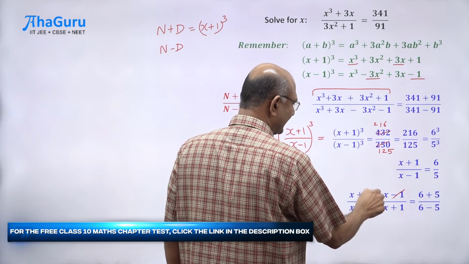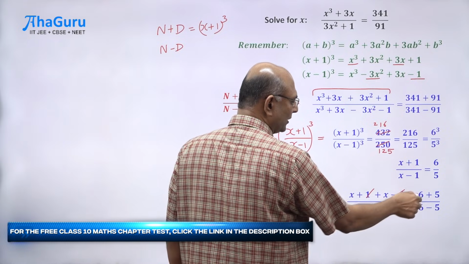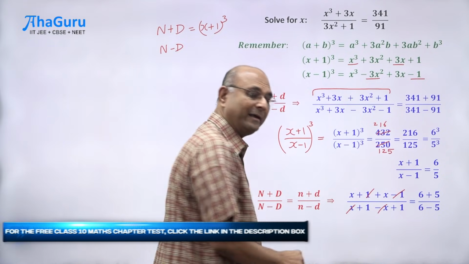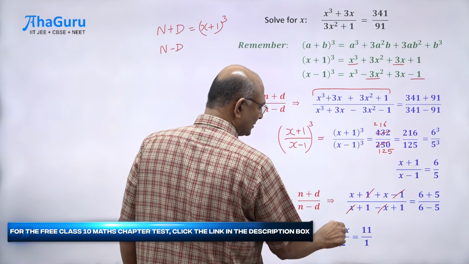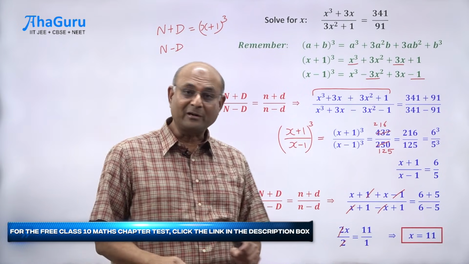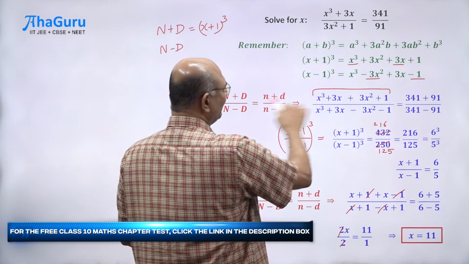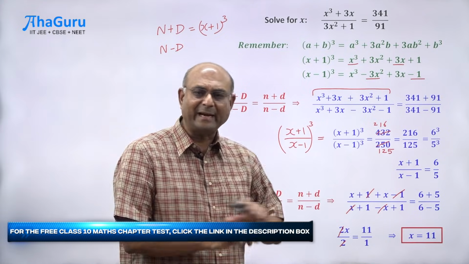And so here I'll cancel the 1 and minus 1, and here I'll cancel the minus x and x. So 2x by 2, and this is going to give me 6 plus 5, 11, by 6 minus 5 is 1. So 2x by 2 is 11 by 1. Cancel this out, so x is equal to 11. Notice this question we have solved in one step of componendo dividendo simplifying and one more step of componendo dividendo. That's it, straight away, right?